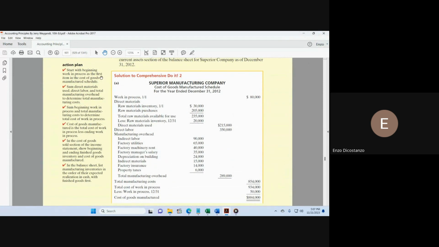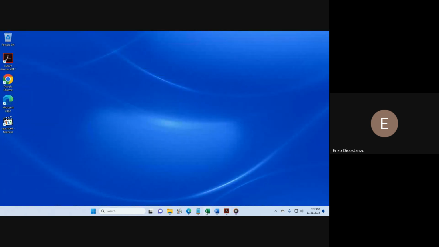Start with the beginning work in progress. Sum the direct materials, direct labor, and total manufacturing overhead to determine the manufacturing costs. Sum beginning work in process and total manufacturing costs to determine total work in progress. Cost of goods manufactured is the total cost of work in progress less ending work in progress. The cost of goods sold section of the income statement shows the beginning and ending finished goods. In the balance sheet, list manufacturing inventories in the order of their expected realization, with finished goods first. Okay, so we have our model.